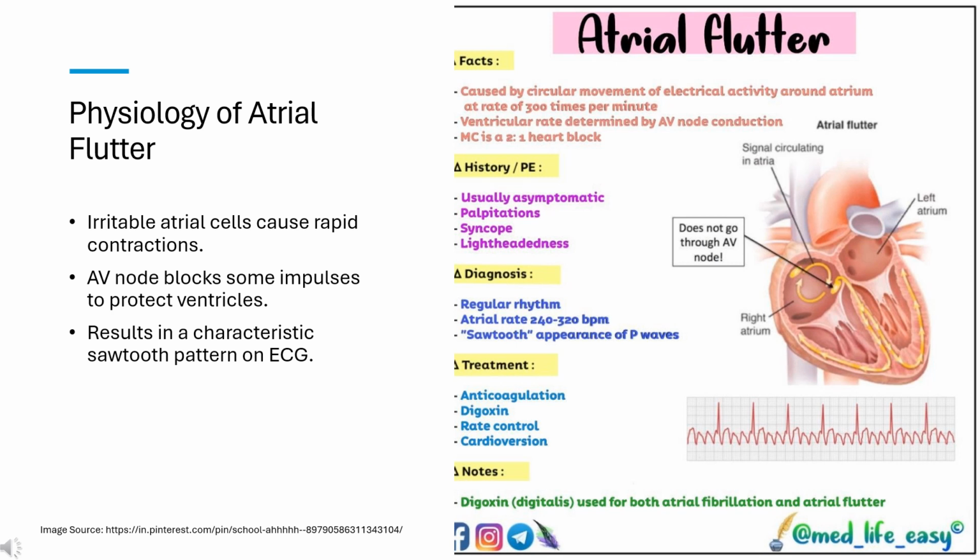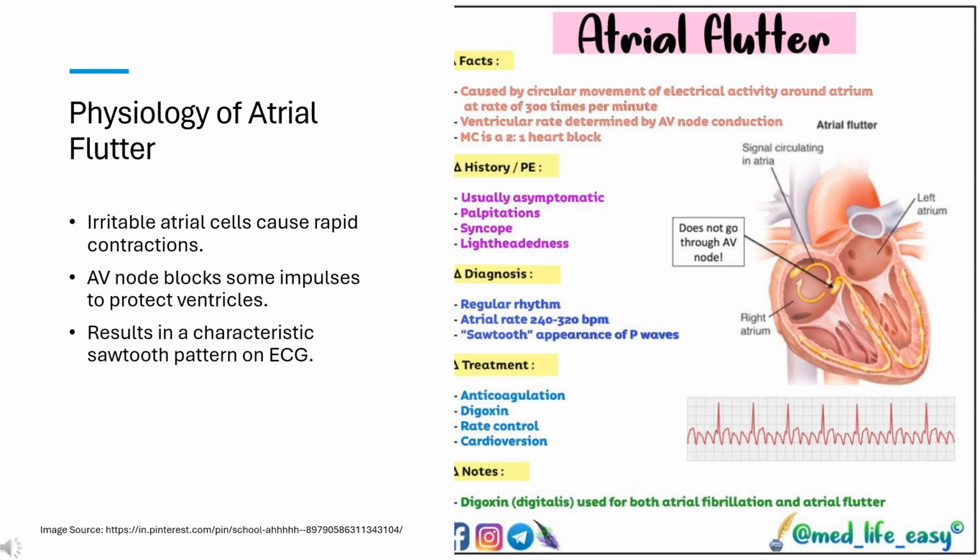This protective mechanism ensures that not all the atrial impulses reach the ventricles, thereby preventing excessive ventricular rates. The AV node usually allows a controlled number of impulses to pass through, resulting in a ventricular rate that is a fraction of the atrial rate, commonly seen as 2-to-1, 3-to-1, or 4-to-1 conduction ratios. This selective conduction helps to maintain more stable ventricular function, even when the atrial rate is extremely high.